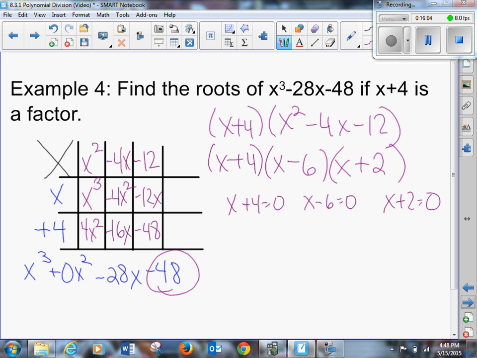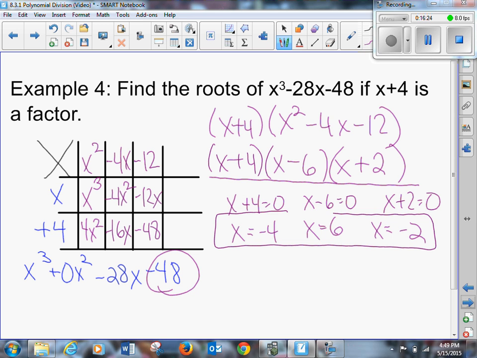And it's also worth noting that this is the complete factored form of this polynomial. So if the question ever says to you just factor this completely, you stop at that point. If it says to find the roots, then you set each one equal to 0 and solve for x. So these then are our roots.